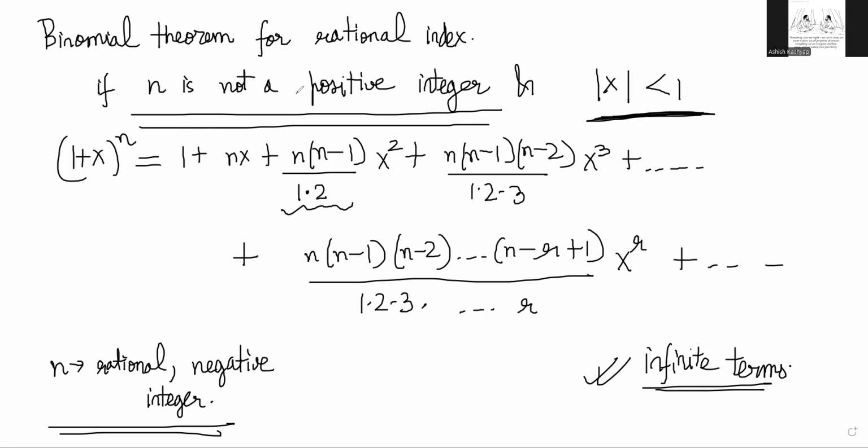Notice that the binomial theorem had a finite number of terms, and for negative or non-integer rational index, the binomial series has infinite terms. And we will see the applications of this in problems.